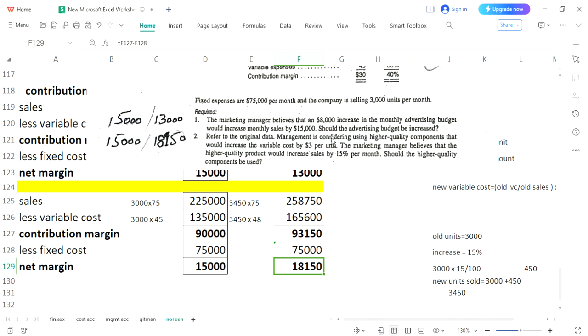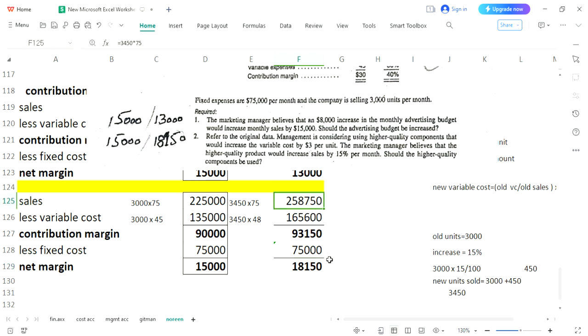Alright, dear guys, you have seen that in the second part there were two answers, 15,000 and 18,150. 15,000 first answer, 18,150 second answer. Now let us decide, as a manager of that organization, whether you will be accepting this decision or not. We were asked if you will increase your variable cost by 3 to increase the quality of the product, you will get a 15% increase in sales. Okay, 15% increase in sale we accepted.